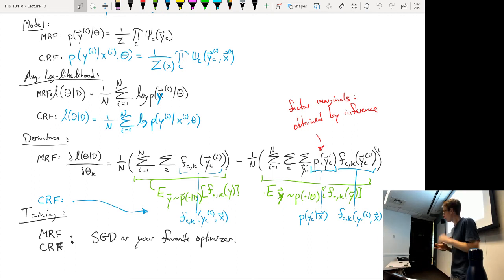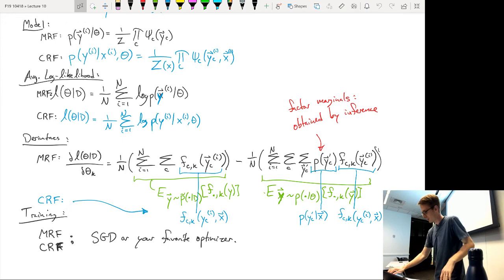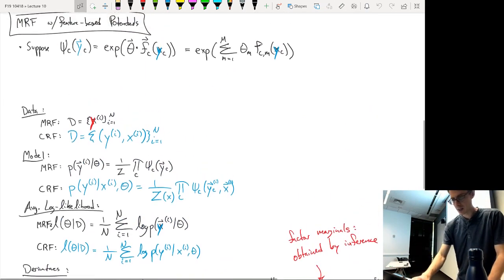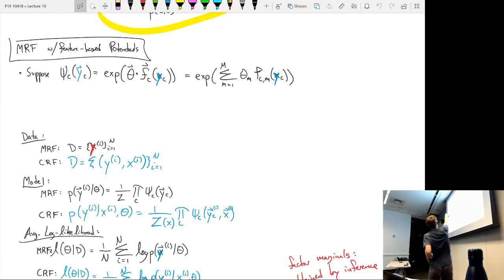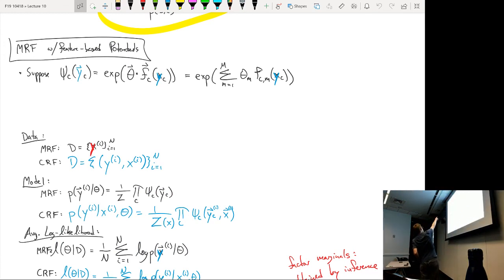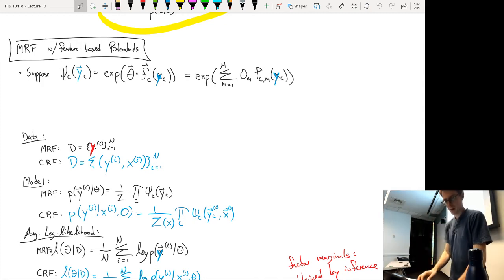And so, if we define our potential functions as we did up here, then the only dependence on theta is in that dot product. So when we take the log of these potential functions, it's actually a linear function of theta. This is why we call it a log linear model. Okay. So what if it's a nonlinear function of theta?